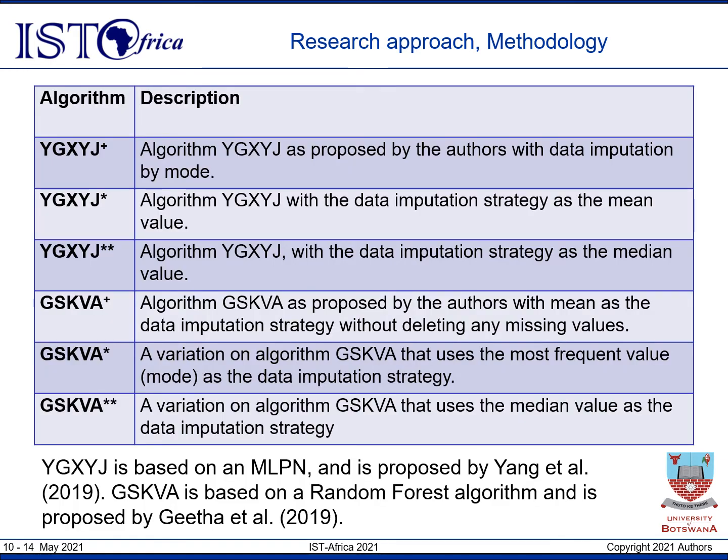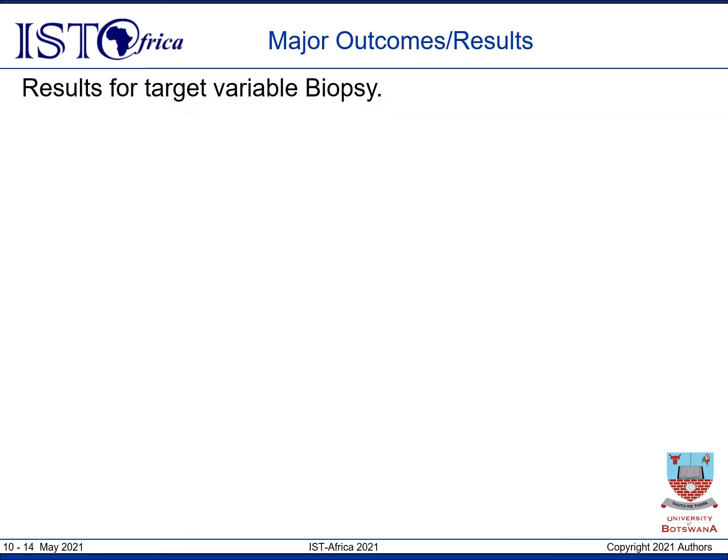Now, here is a summary of the variants of the algorithms that were used in this research study. The variants are derived from the application of each of the 3 data imputation methods on the algorithms. Algorithm YGXYJ is based on a multi-layer perceptron network and was proposed by Yang and others in 2019. GSKVA is based on a random forest algorithm and was proposed by Gita and others in 2019. The algorithms are named here based on the first letter of the surnames of each of the authors who proposed it. The first results we are going to look at are for the target variable biopsy.